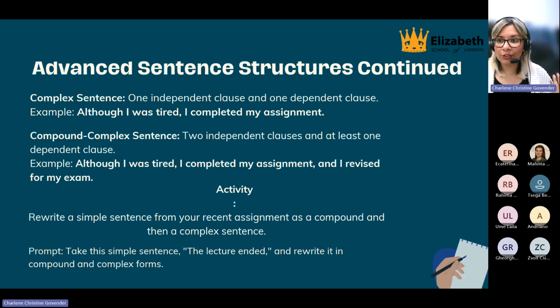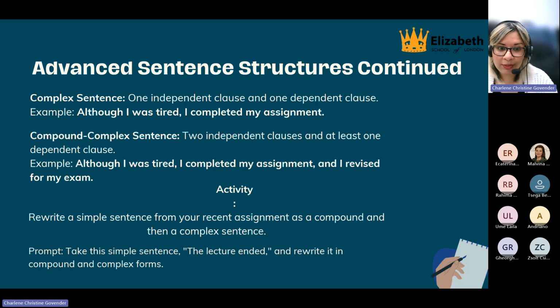Now, the reason I want you to do this and to practice this is to take your simple writing and to elevate it by using a conjunction and then to push beyond that and focus on writing complex sentences, okay? All right, so for example, the lecture ended.